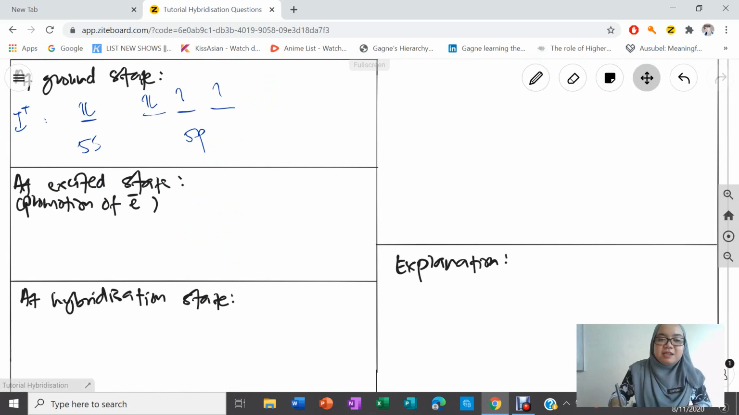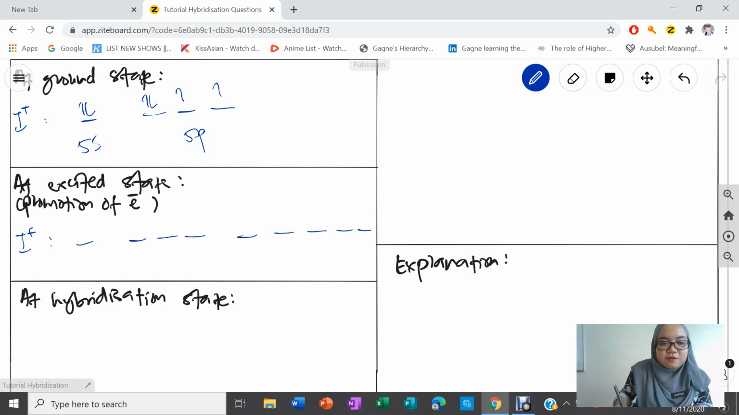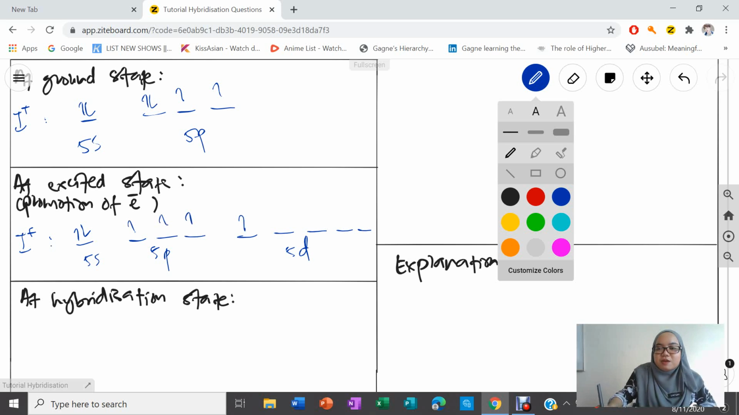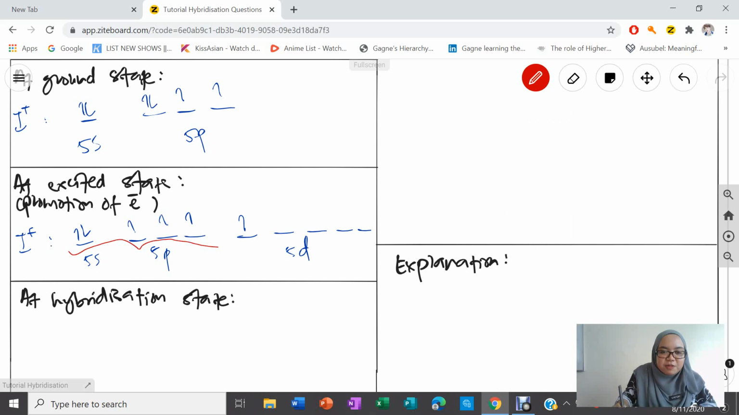So at excited state, 5s, 5p, 5d. Okay, 1 electron here will be excited to 5d, right? So now one 5s plus three 5p plus one 5d will form sp3d orbitals, 5 sp3d orbitals.